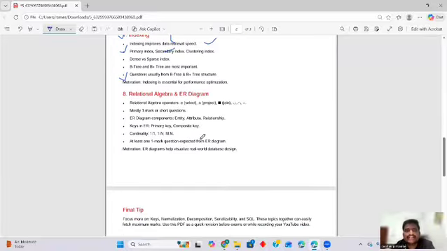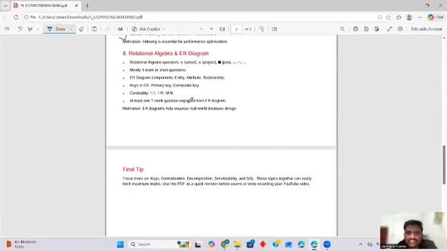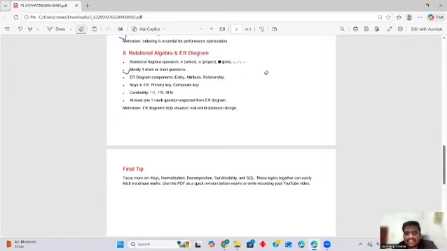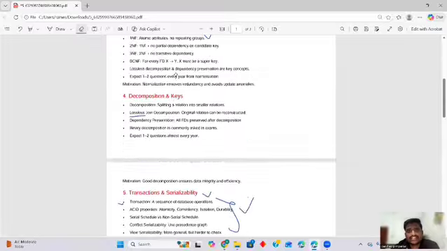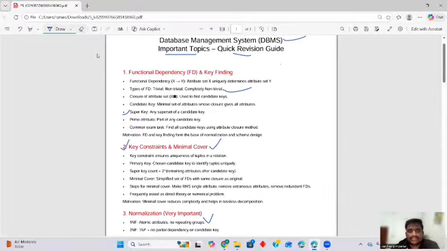The eighth one is relational algebra and the ER diagram. In relational algebra, most of the time they are not asking a question now, but from the ER diagram every year they ask a 1 mark question. I already mentioned this. They will definitely ask from the ER diagram, so revise this chapter also. These are the topics I have already mentioned in the PDF, so you can watch and revise these.